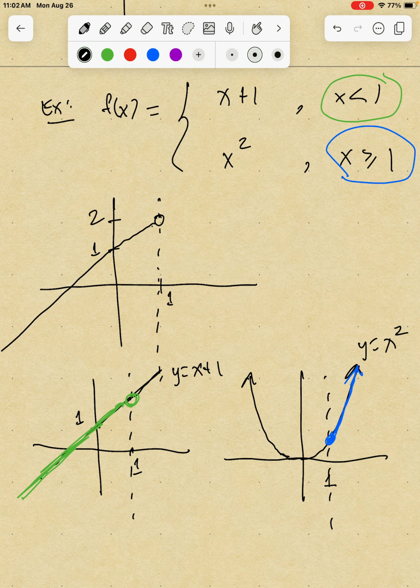F of 1 is equal to 1, because 1 squared is 1. So I have this, and then I have the parabola, which looks like this. So there, that's the graph of the function f of x. See, it's in two pieces. Now in this example, the pieces don't line up. They might line up, but in this case, they don't.